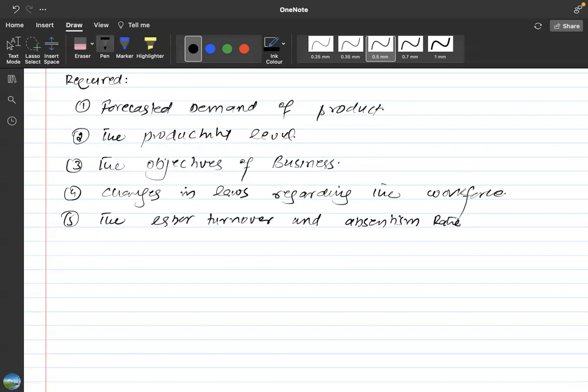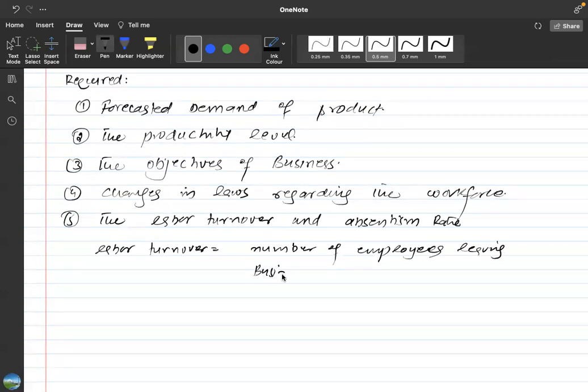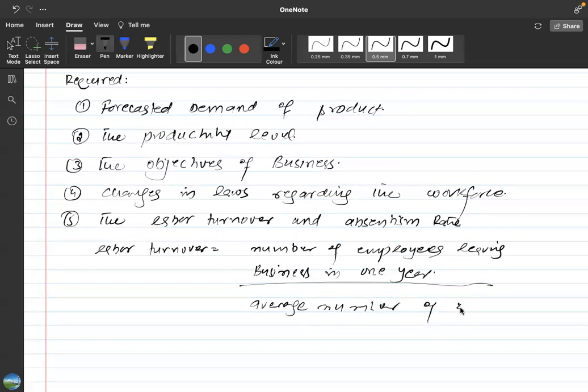What is labor turnover? Labor turnover is the number of staff leaving business every year. We have a formula for that too. Number of employees leaving business in 1 year divided by average number of employees multiplied by 100. So if more number of employees leave the business every year, it means business will have to hire more number of people, because if labor turnover is high, it means employees are not staying anymore with the business.